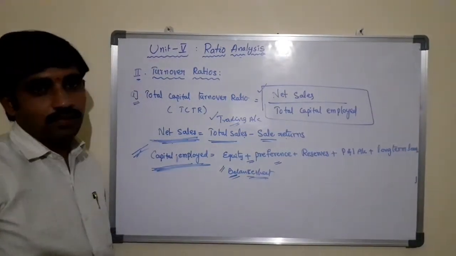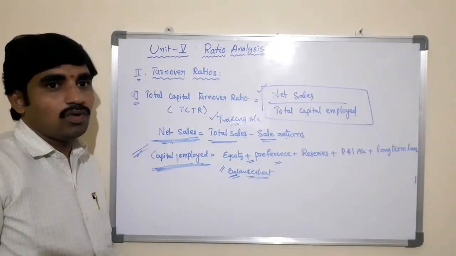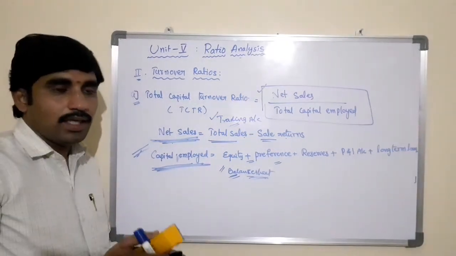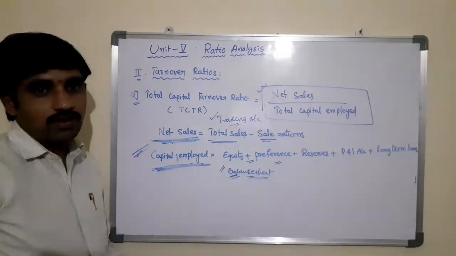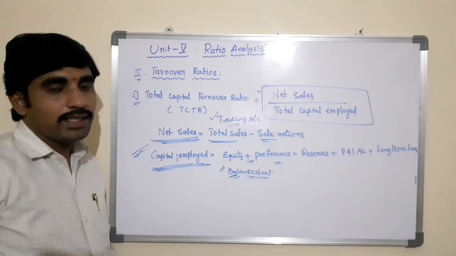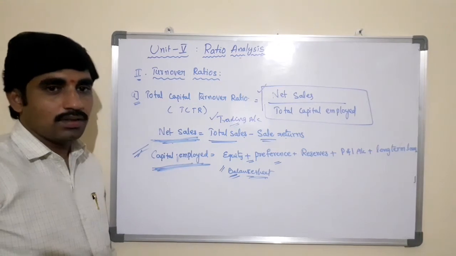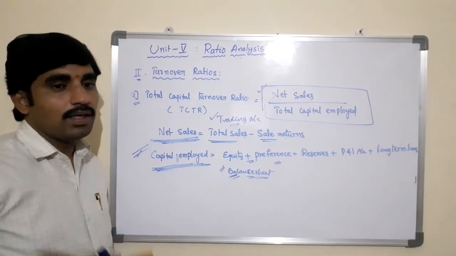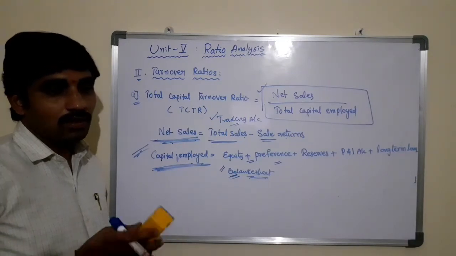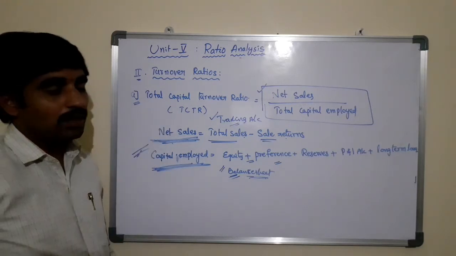And coming to the significance, it shows how many times the capital is turned over into the sales. It reflects the efficiency in the utilization of capital. A higher capital turnover ratio is always in the interest of the enterprise, meaning higher performance of the business or the management, meaning they are employing all the capital available in the business satisfactorily. This is the significance of the total capital turnover ratio.